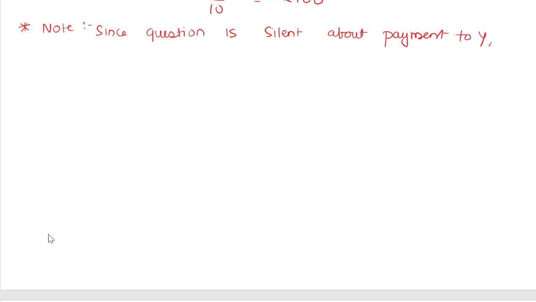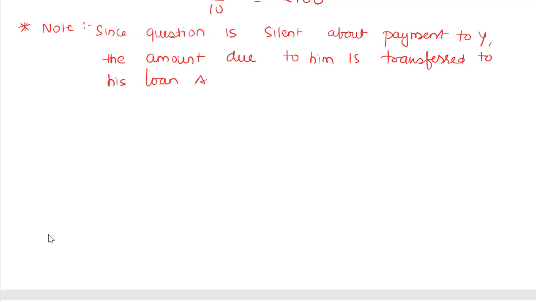Let us prepare the balance sheet now. Write a note over here: since the question is silent about payment to Y, the amount due to him is transferred to his loan account.